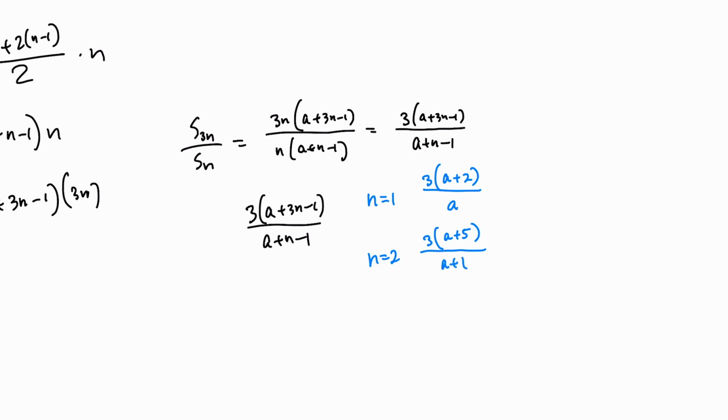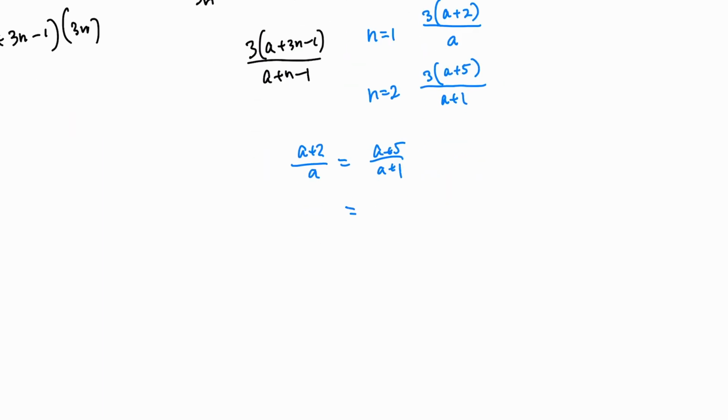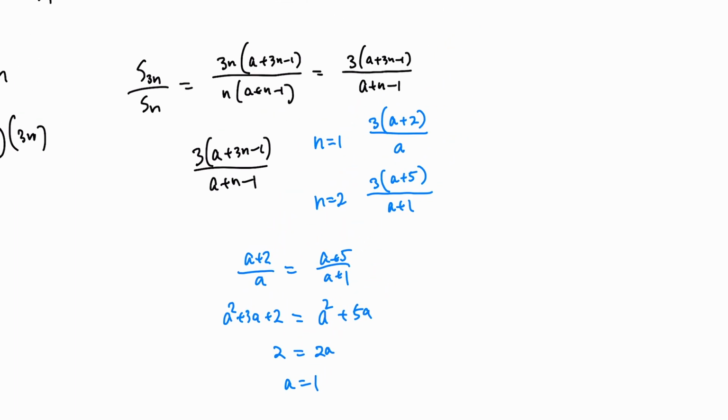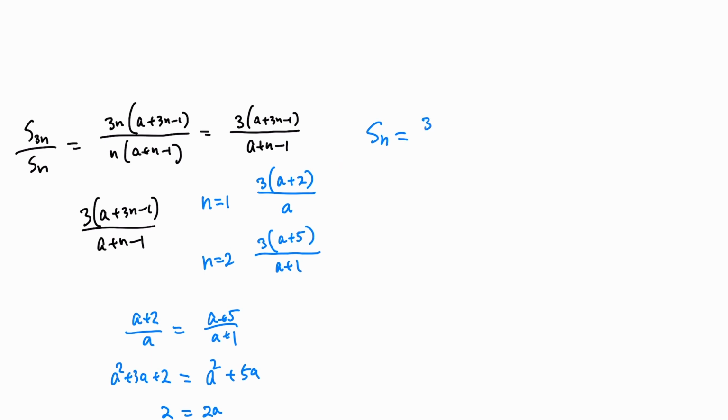So these have to be the same. So a plus 2 over a is equal to a plus 5 over a plus 1. Or we have a squared plus 3a plus 2 is equal to a squared plus 5a. This means that 2a is equal to 2, or a is equal to 1. So now, if we plug it back into our equation, then we know S3n over Sn is equal to 3 times 1 minus 1, so this cancels out, times 3n over n.